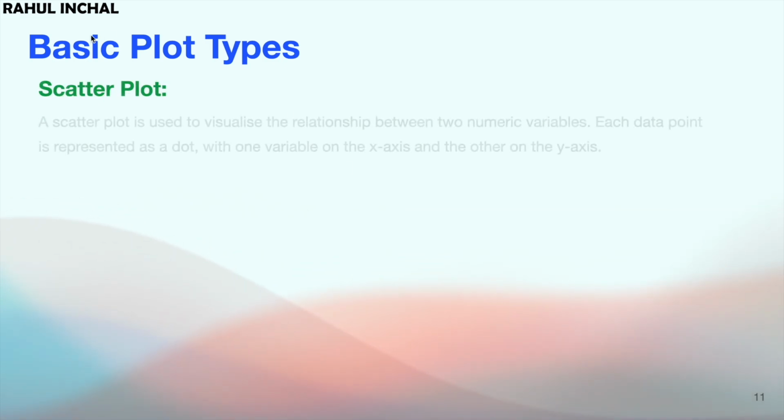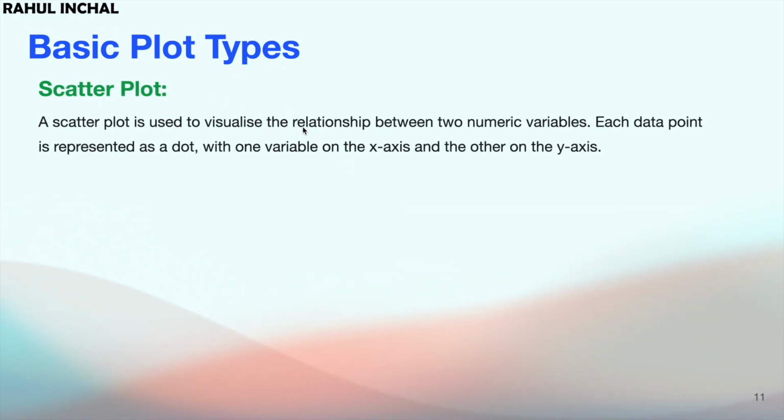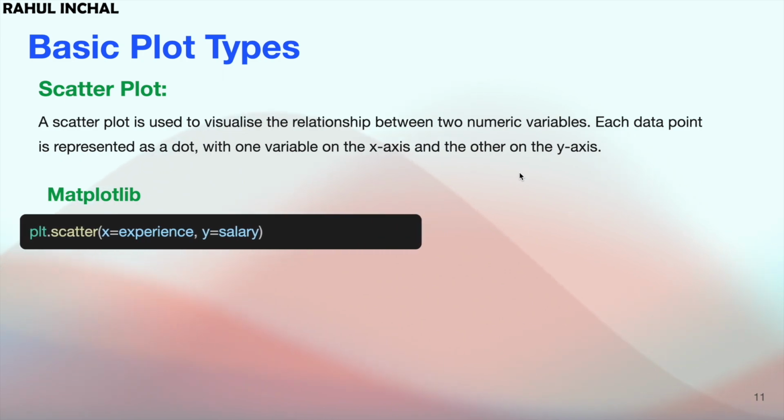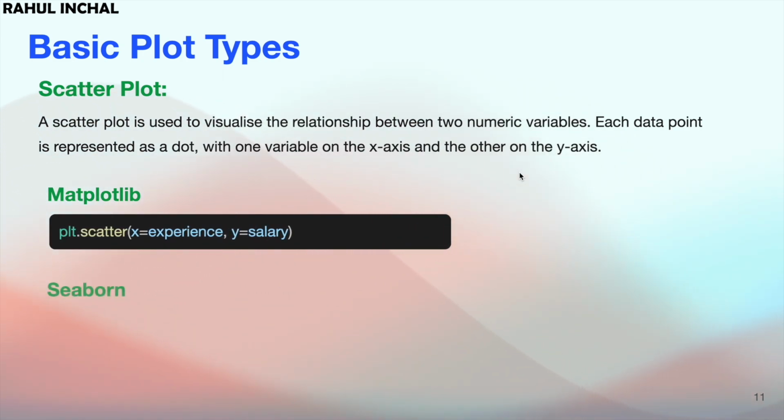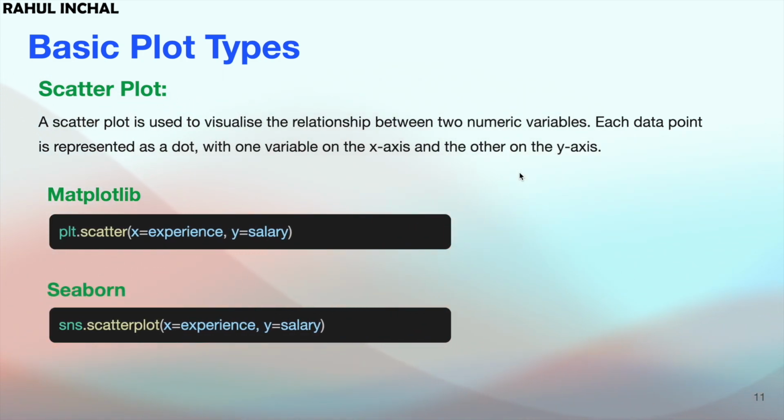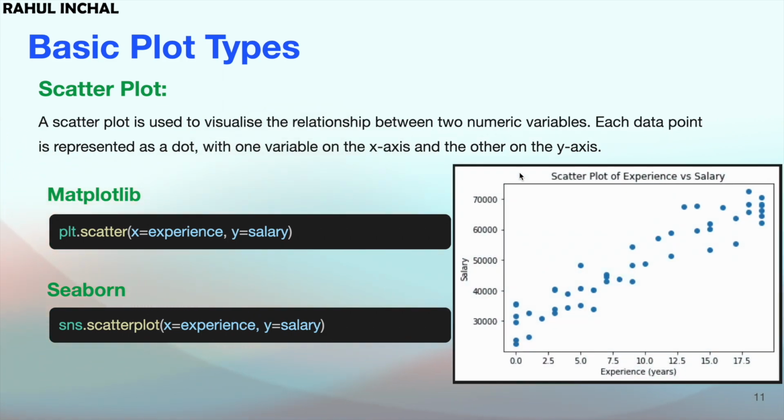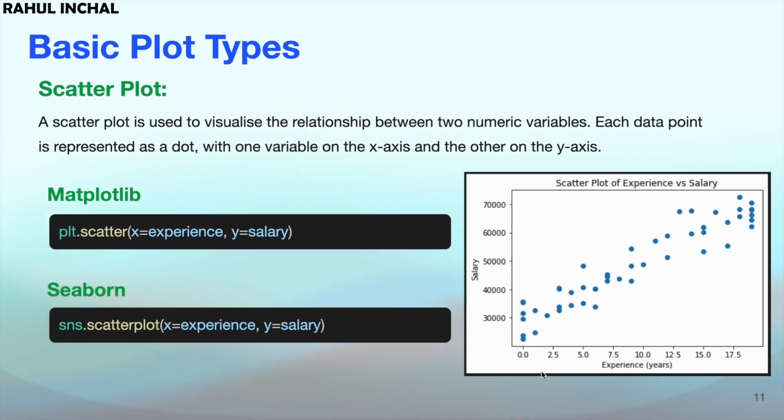Next is scatter plot. Scatter plot is used to visualize the relationship between two numerical variables. Each data point is represented as a dot, with one variable on the x-axis and the other on the y-axis. For Matplotlib, that is plt.scatter x and y. For Seaborn, it is sns.scatterplot x and y. Now this is how a scatter plot looks like. So this is one dot, dot, dot.